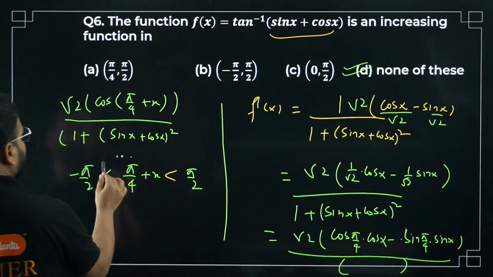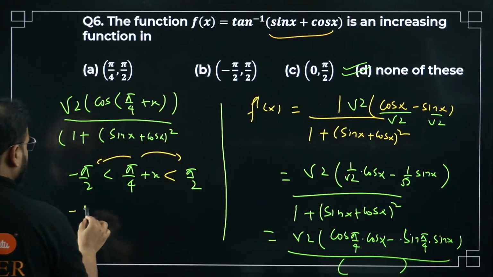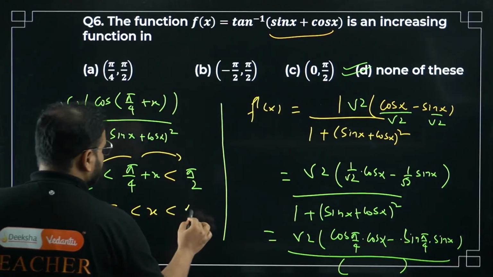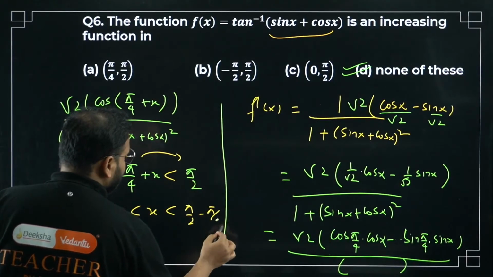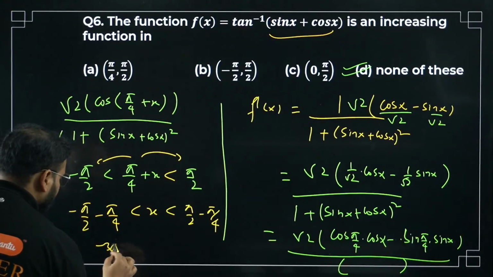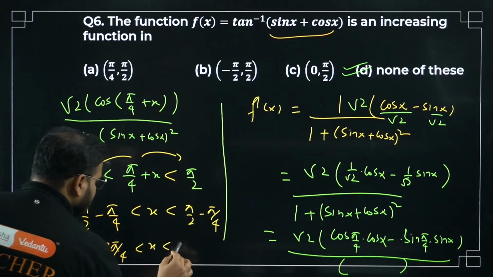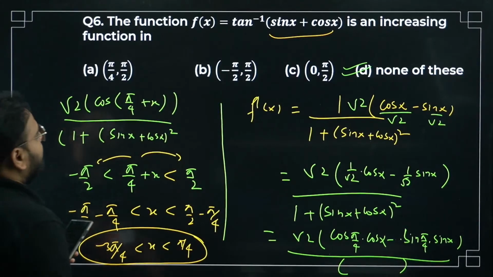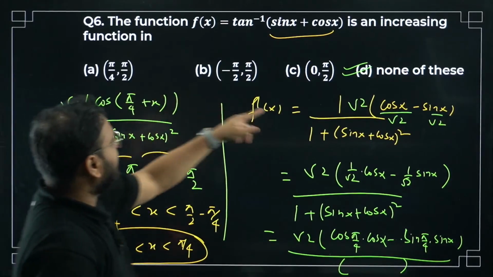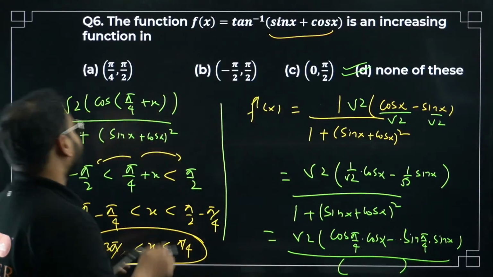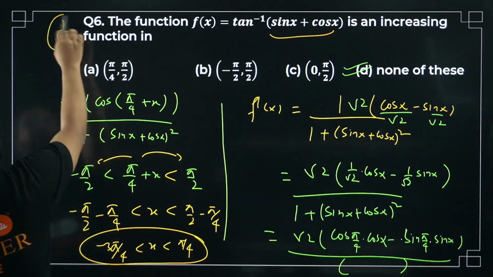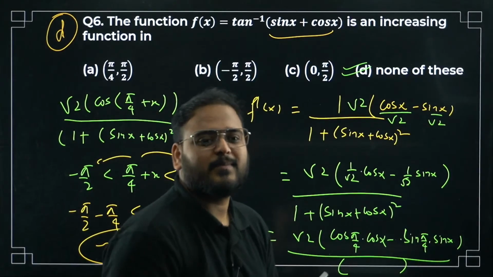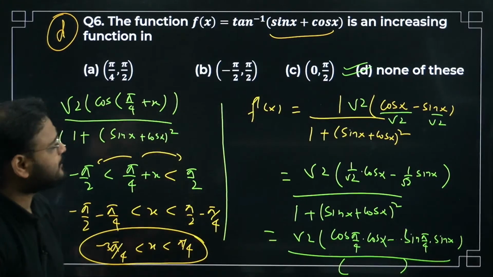Bring this over here and this over there. You get minus pi by 2 minus pi by 4 less than x less than pi by 2 minus pi by 4, giving the answer minus 3 pi by 4 less than x less than pi by 4. Have a look. None of the options are correct. Hence option number D is right. Very unlikely, but yes, option number D is correct. Difficult? But you can solve it very fast.